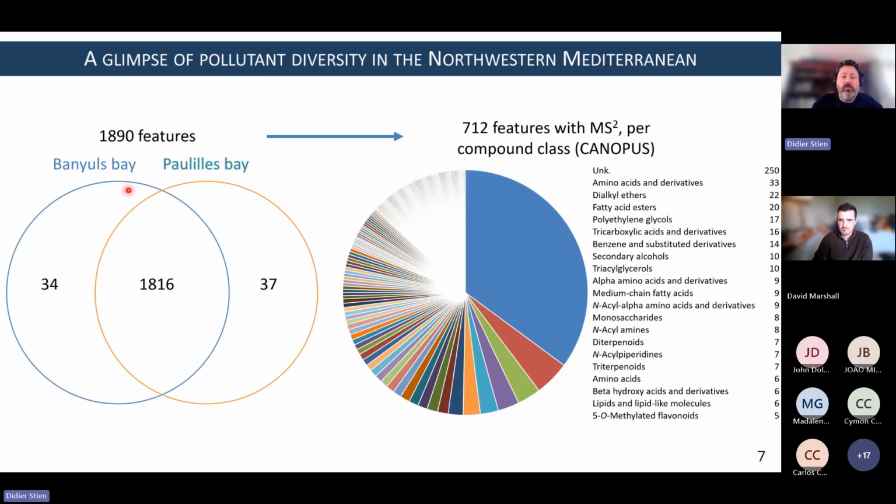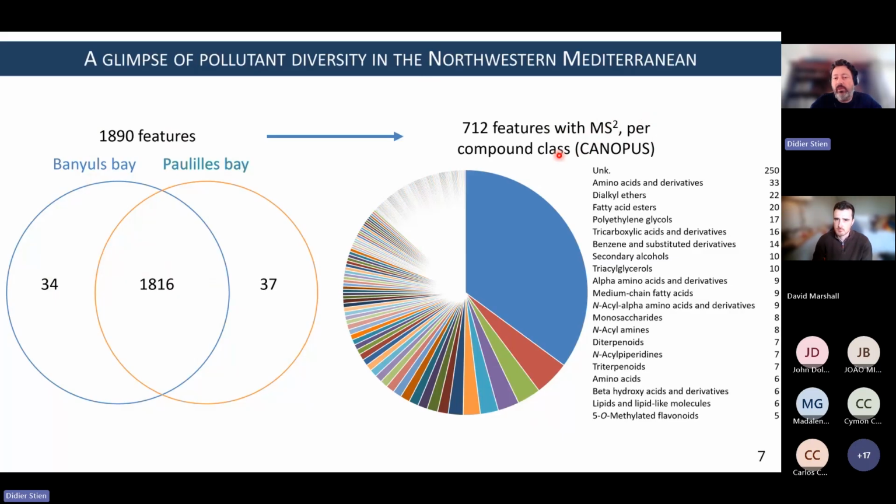So this is what we do with automated analysis. If you take Banyuls and Polil Bays, for example, they are 5 kilometers away, one from the other. You have nearly 2,000 features. Features is an ion in the analysis, and most of them are common to the two bays. Then you can start looking at what's in these features. Only the ones that have MS spectra. Those are the only ones for which we can go further because we have more structural information here.